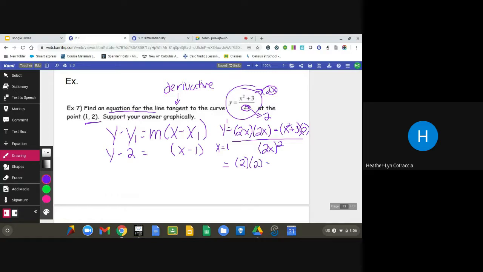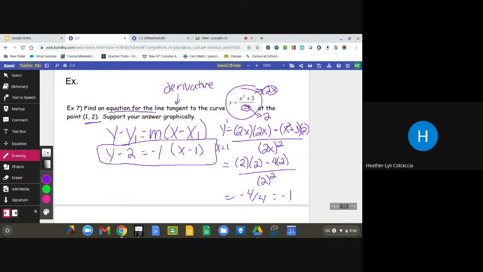Minus 1 squared is 1 plus 3 is 4 times 2. And then that's all going to be over 2 squared, which will give me 4 minus 8, which is negative 4 over 4, which equals negative 1. We know derivative means slope. There you go. There's my equation.